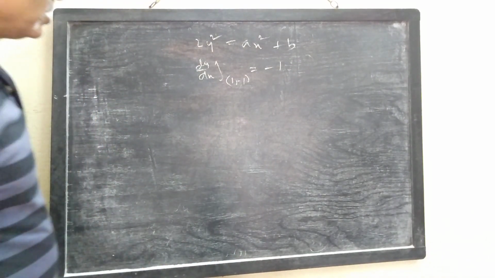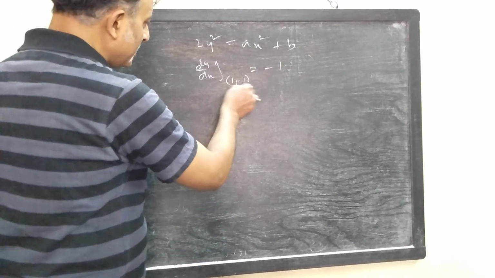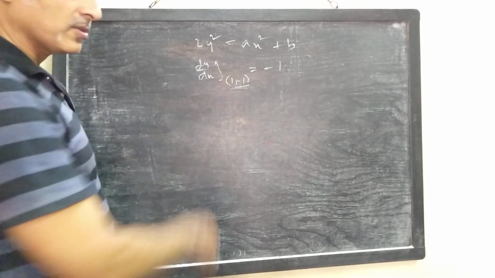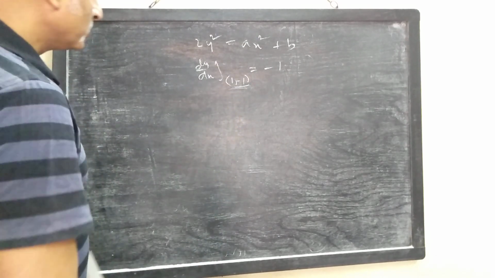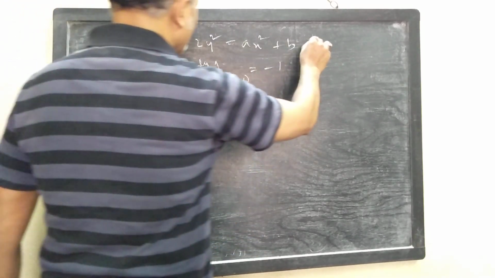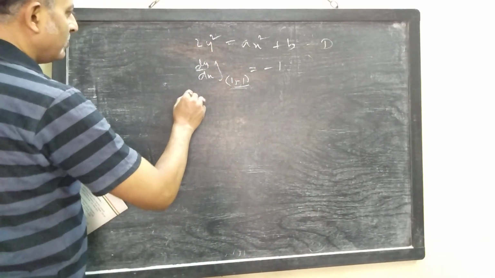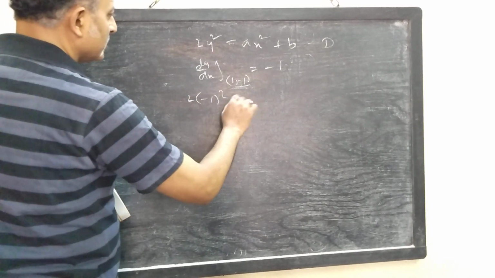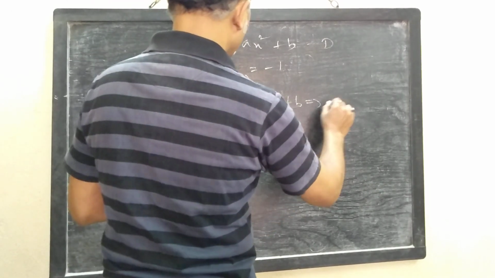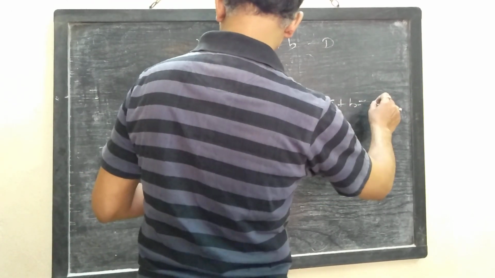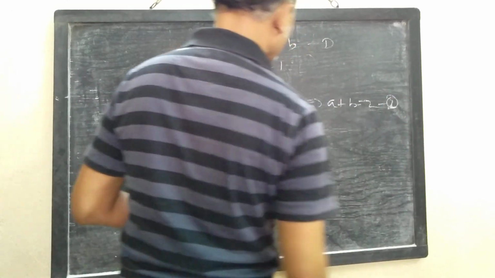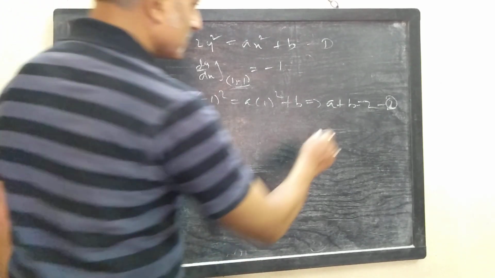First, come to the point that this point (1, -1) should lie on the curve, because this is the point on the curve where the tangent is drawn. So write down, as the point (1, -1) lies on the given curve 1, we must have 2 into (-1)² equals a into 1² plus b. That gives us a plus b equals 2. This is our first equation: a plus b equals 2.